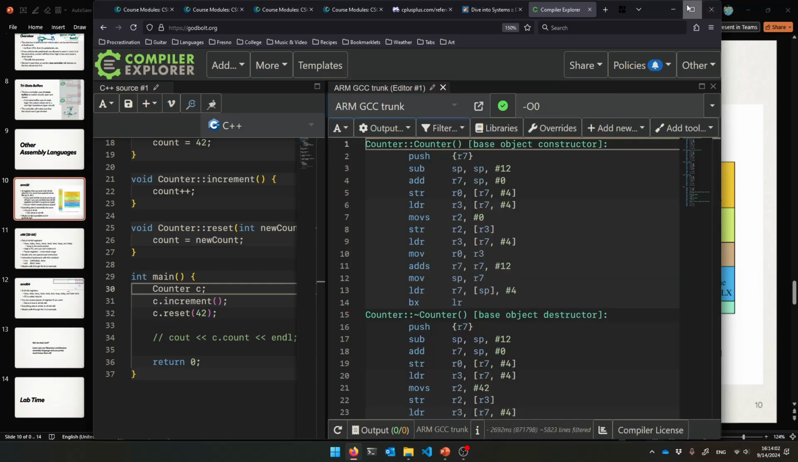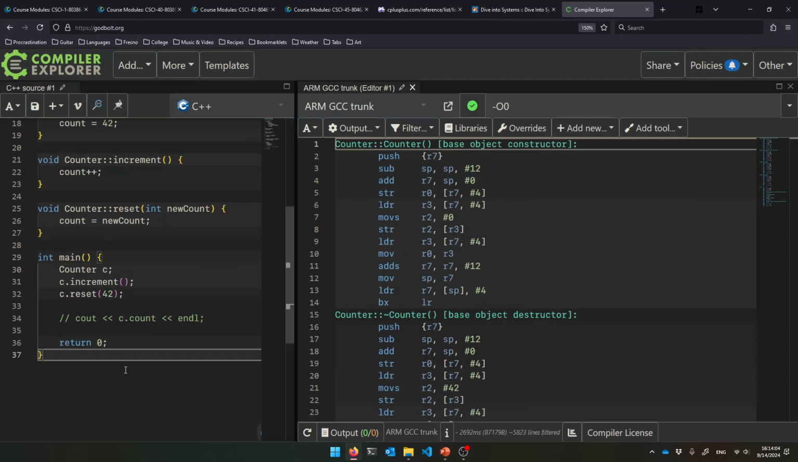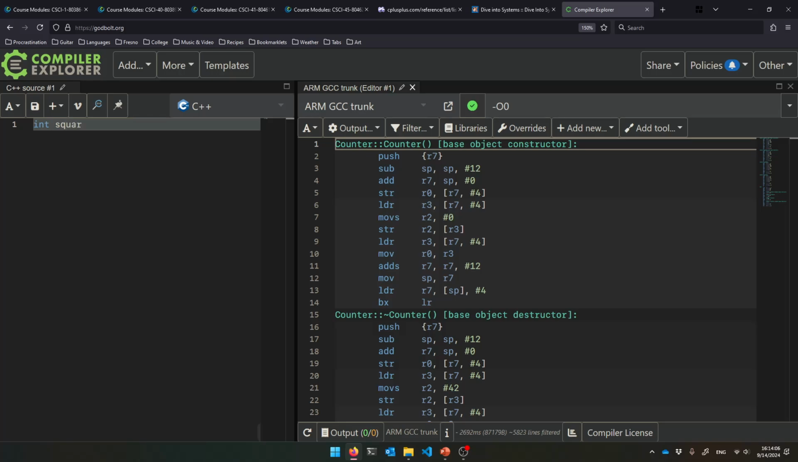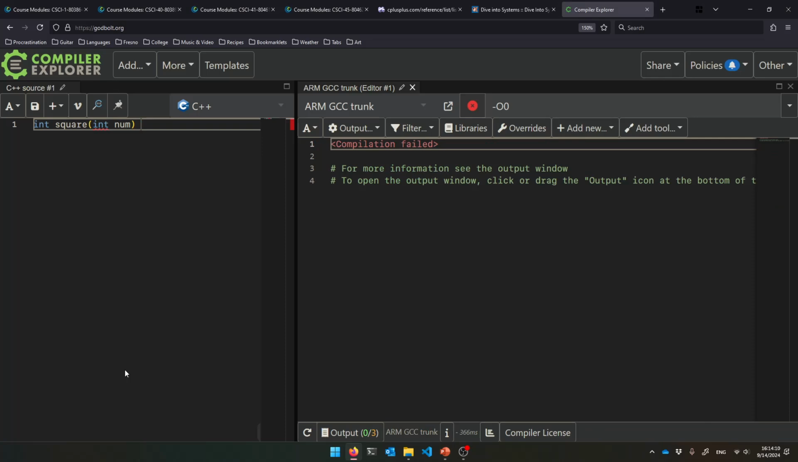That's what I'm talking about. So let's make this bigger. Let's make it like a square function, and int num. What do you do in a square function? You return num times num.